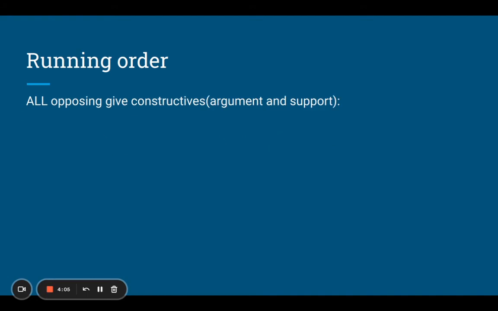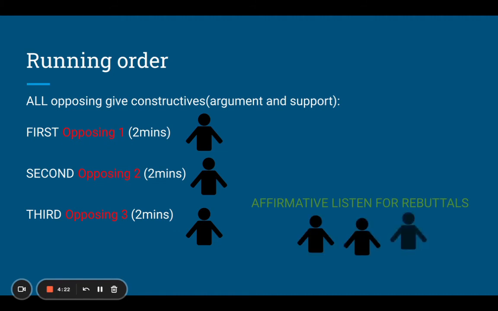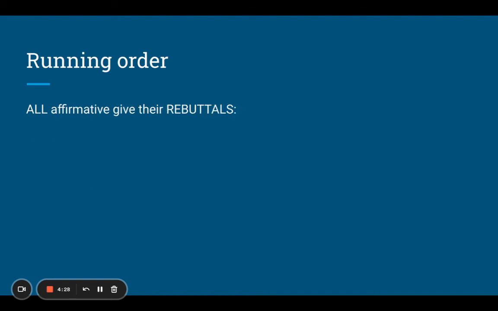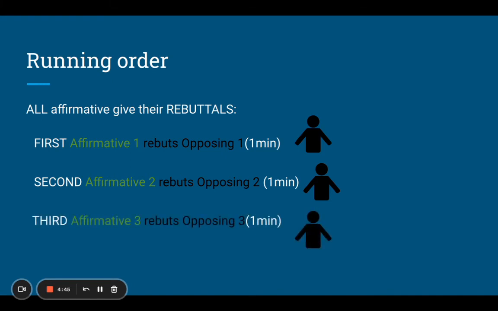Then, opposing give their constructives. Opposing 1 gives their constructive first, then opposing 2, and finally opposing 3. During this time, affirmative needs to be listening and taking notes for their rebuttal. Finally, affirmative give their 1 minute rebuttals. So, affirmative 1 rebuts opposing 1's constructive, affirmative 2 rebuts opposing 2's, and finally, affirmative 3 rebuts opposing 3's.